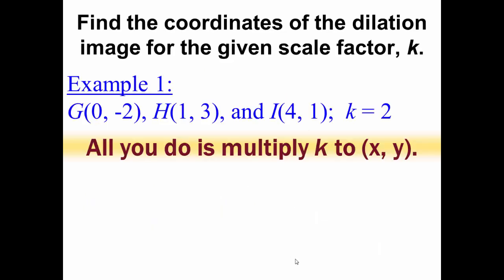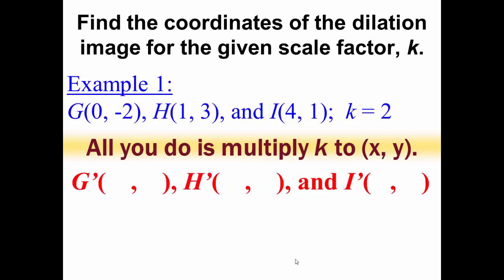When given coordinates and you're going to apply a dilation, an enlargement, or a reduction, all you have to do is multiply the value, the scale factor, to the x and the y values. Remember from last year in coordinate algebra, once we move these shapes, we use the prime on those letters. So just multiply times 2. Pause the video and see if you can figure out the answers on your own first.